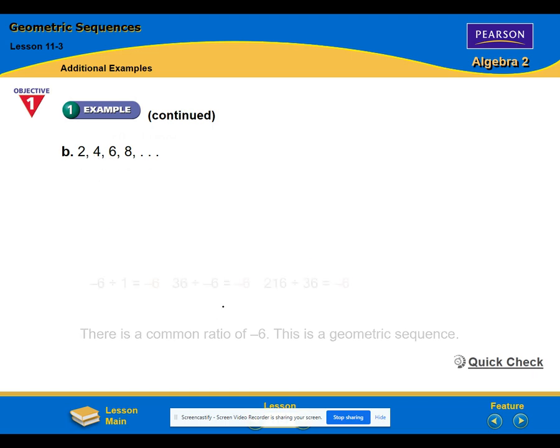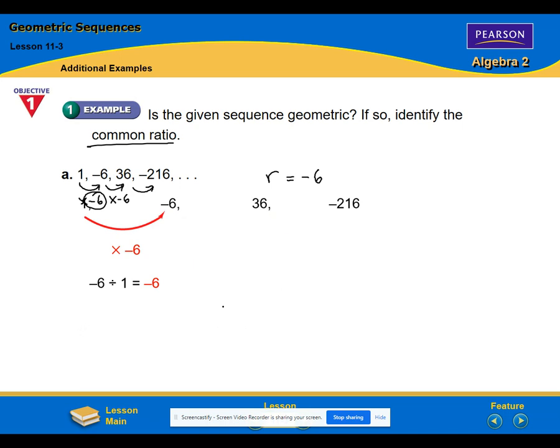Oh, by the way, I did want to make this point. Back on this example, common ratio. Why is it a ratio? You know that a ratio is something that's a division problem. Well, it's a ratio because the current term, negative 216, divided by its previous term, 36, would give you negative 6. Also, 36 divided by negative 6 gives you negative 6. Negative 6 divided by 1 is negative 6.